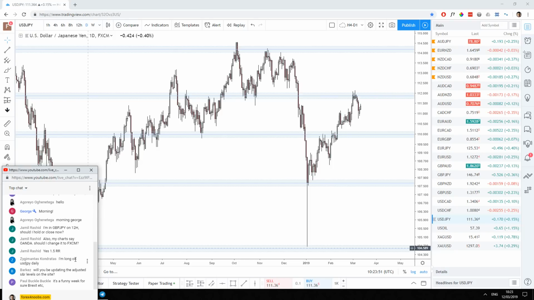Support resistance areas are always updated on the site. They will be updated.